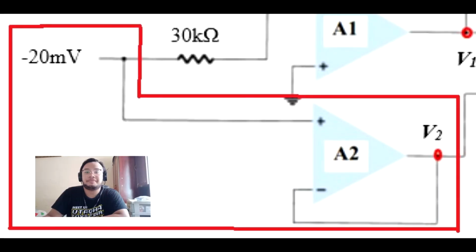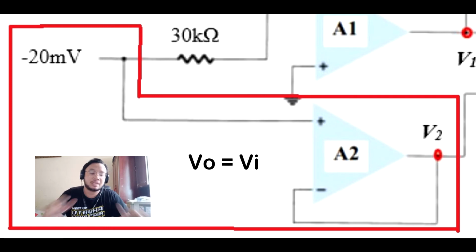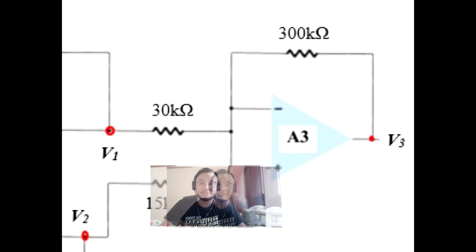And here, in A2, we can tell that it's a unity follower amplifier because at one point of the amplifier, there is a voltage supply, and another point is connected directly to the output. Unity follower is particularly easy as the output is the same as the input. And so now for A3.